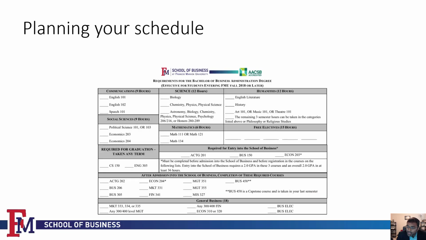This is the first page of your check sheet. You can get this check sheet from the School of Business office or the School of Business website. If you are a student and you do not have this, please go to the School of Business office and get yourself a copy of the sheet. Please do not go to your faculty advisor without this worksheet.